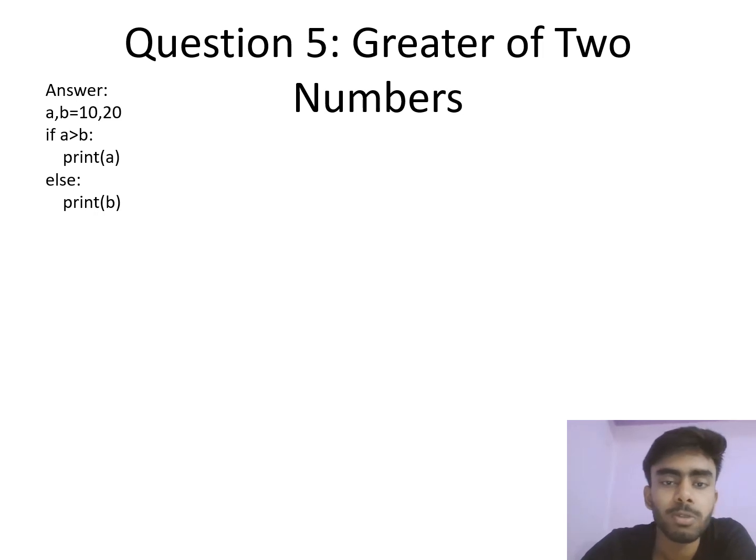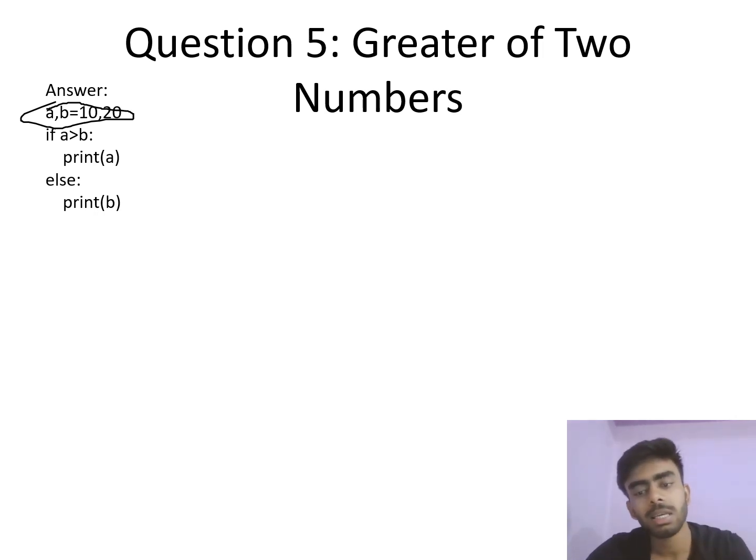This one is our fifth question: greater of two numbers. You have to find out which number is greater. Let's suppose the user is taking two numbers as input, like 5 and 10. Then you have to print which one is greater. Over here in the question our input is already given, like 10 and 20. Here you can easily say that 20 is greater.